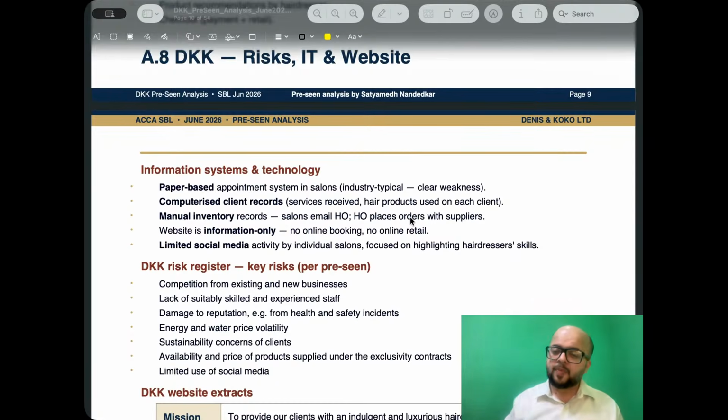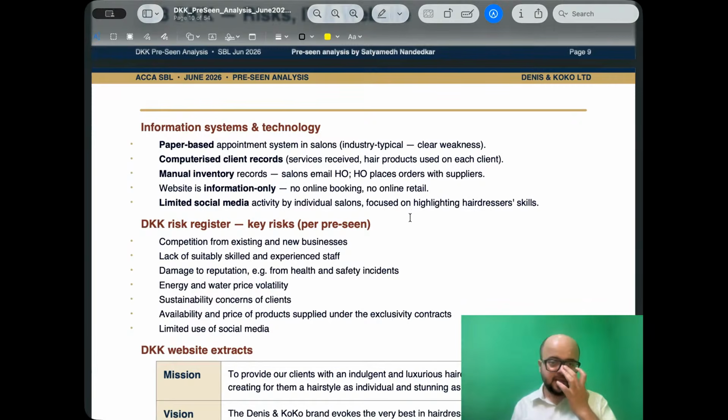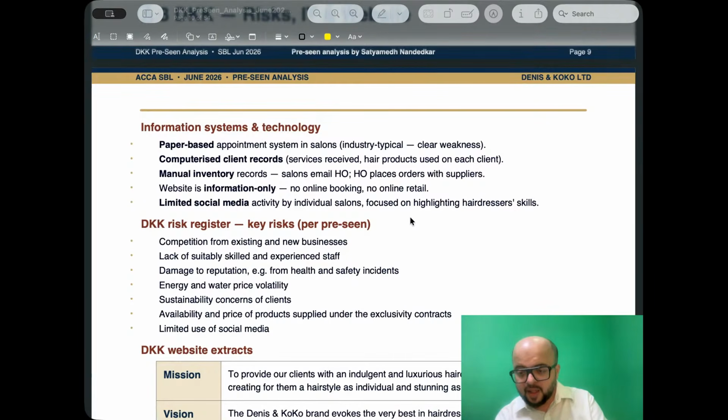IT systems and technology: paper based appointment systems, okay, is there in the industry also. It's a huge disadvantage. Computerized client records are required.